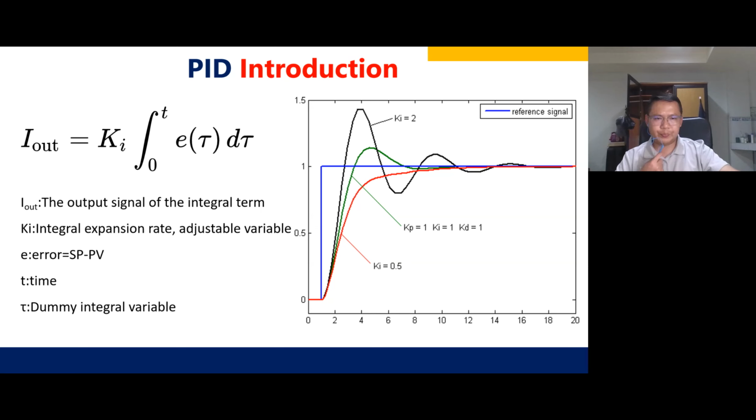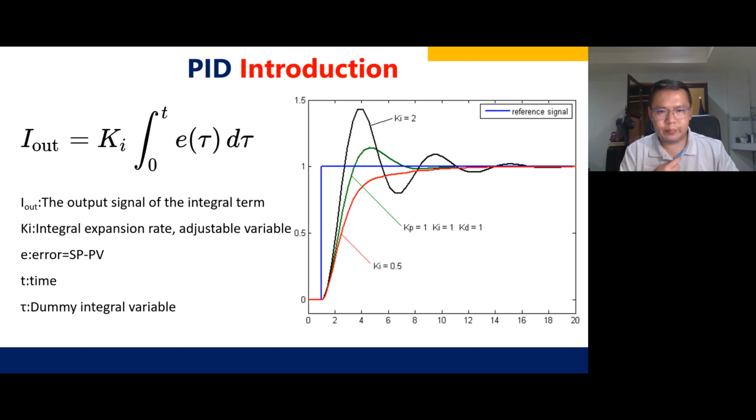However, the integral term responds to past cumulative errors. Therefore, it might overshoot.